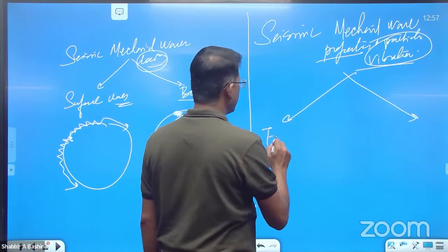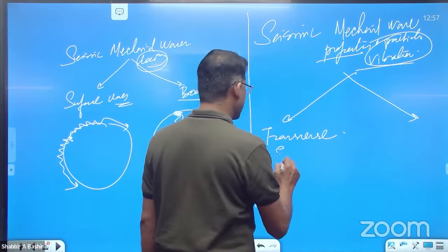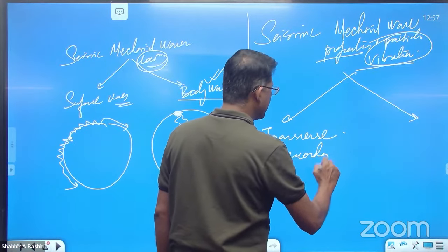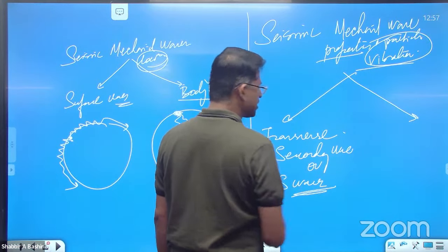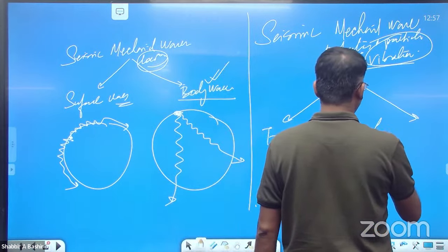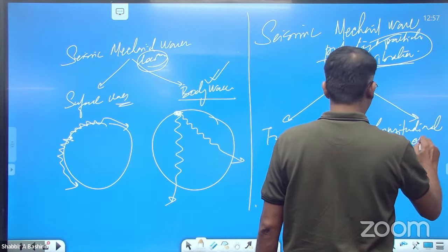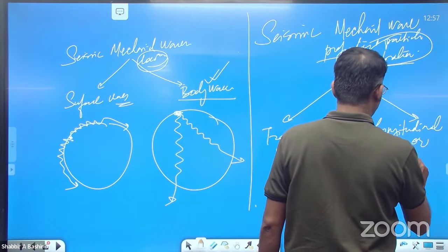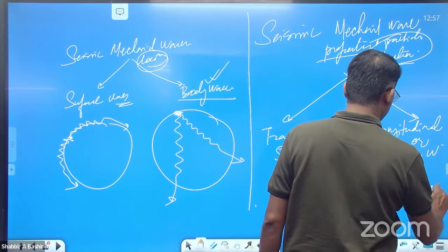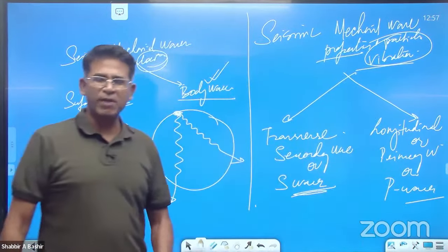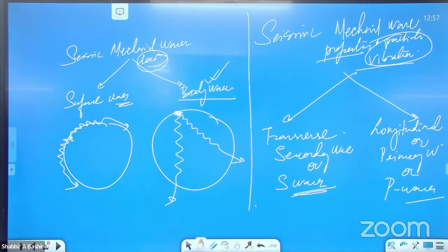On the basis of the wave properties, on the basis of the particles vibration, they are of two types. They can be transverse waves. We also call these secondary waves, or S waves, or they can be longitudinal waves, also called primary waves, or P waves. There was a question on this this time in the prelims this year.